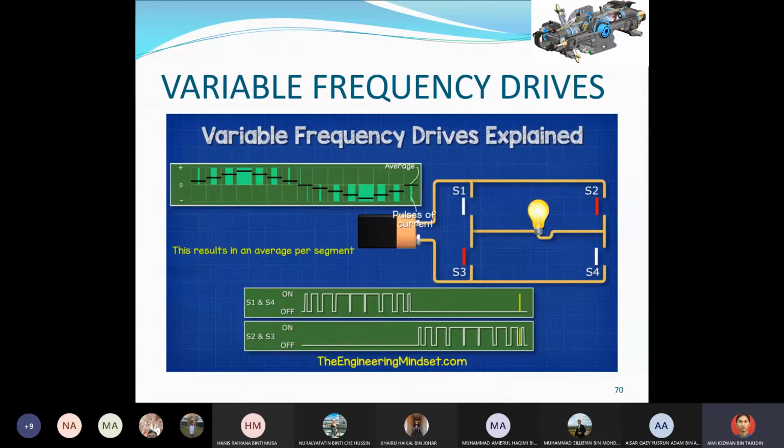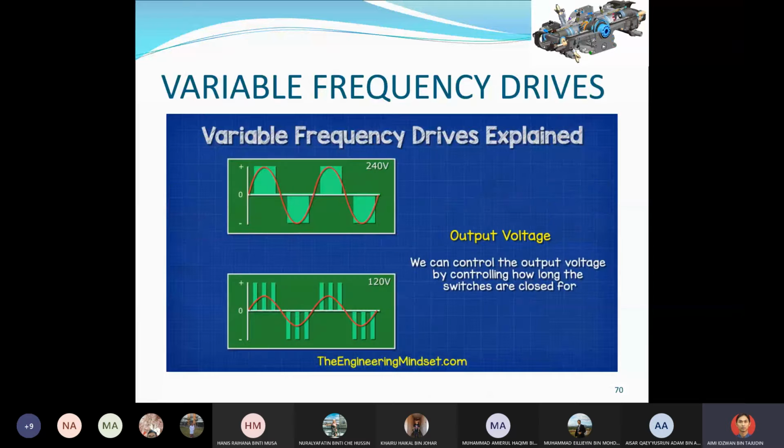This will result in an average current per segment, and we can see that this increases and decreases, thus giving us a wave pattern. The load therefore experiences a sine wave. The more segments we have, the closer it will mimic a sine wave. We can control the output voltage by controlling how long the switches are closed for. So we could, for example, output 240 volts or 120 volts just by trimming the opening and closing times.